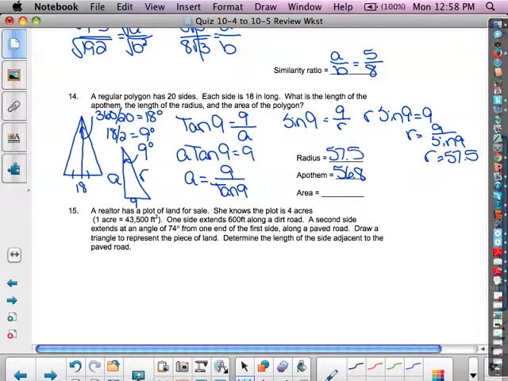Then you have to find the area of this polygon. Remember, the area is equal to 1/2 the apothem, which is 56.8, times the perimeter, which is 20, times the length of a side, which is 18. So that's going to give me an area of 10,224 inches squared.